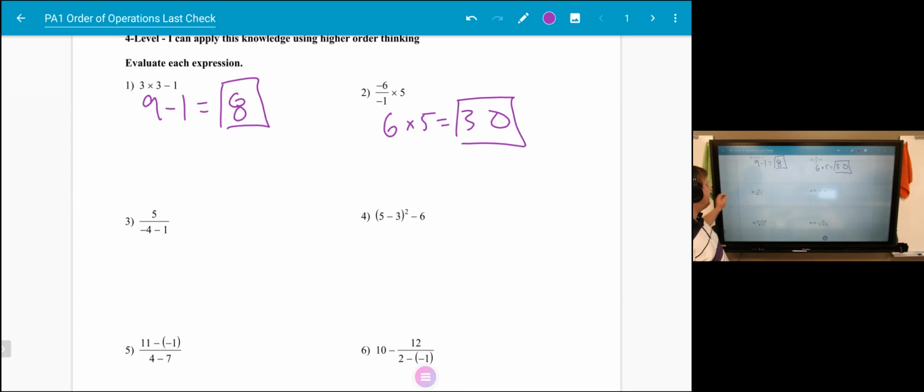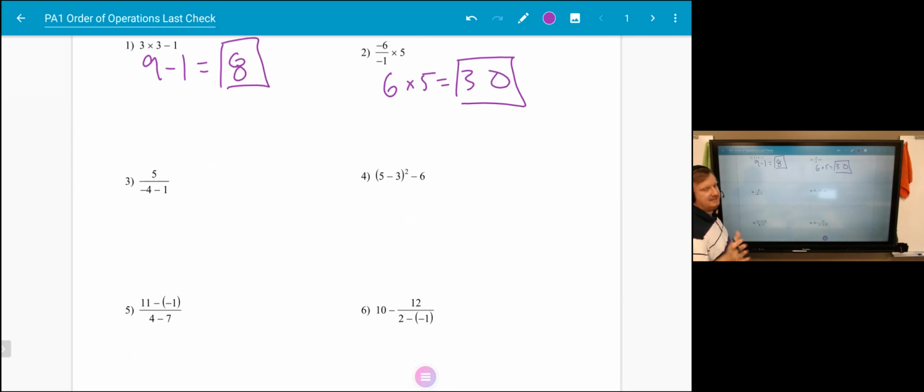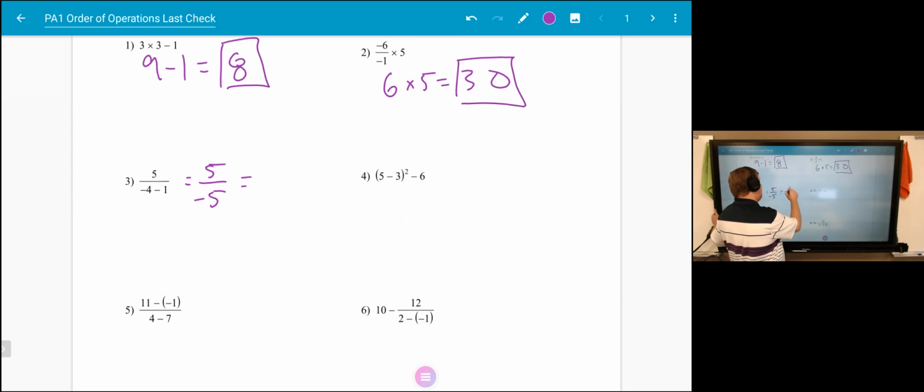Number 3, we've got to simplify the top, simplify the bottom. Well, the top's already taken care of, right? So I have 5 divided by negative 4 minus 1, which is negative 5. A positive divided by a negative is a negative, and 5 divided by 5 is 1. So we get negative 1.